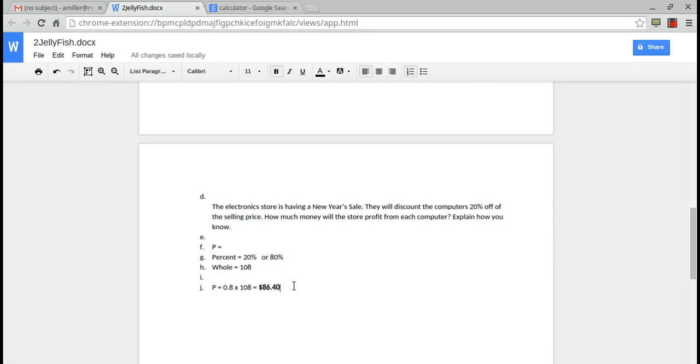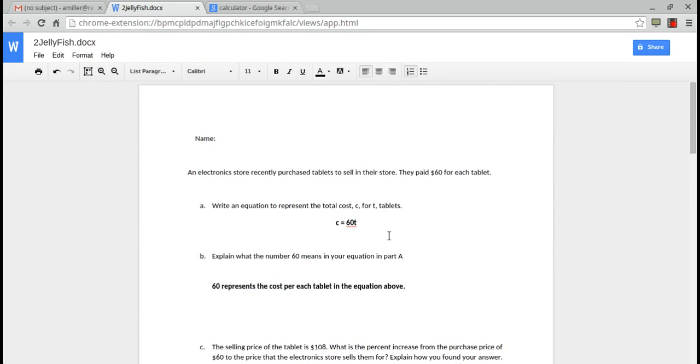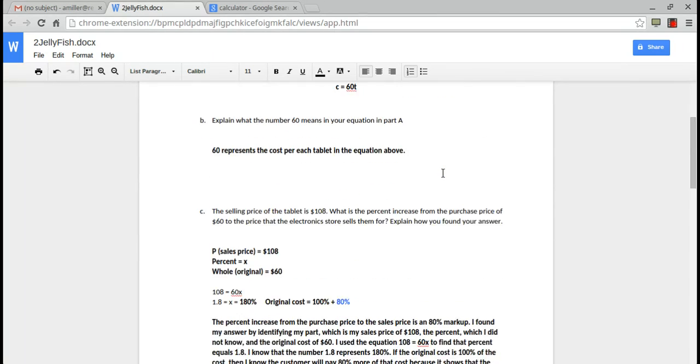Now, that's not the answer. That's not answering my question. My question is asking how much will the store profit from each computer, which means how much money is the store going to make? So I have to go way back and see how much the store paid for each computer. Well, I see up here that they paid for each tablet. They paid $60 for each tablet.